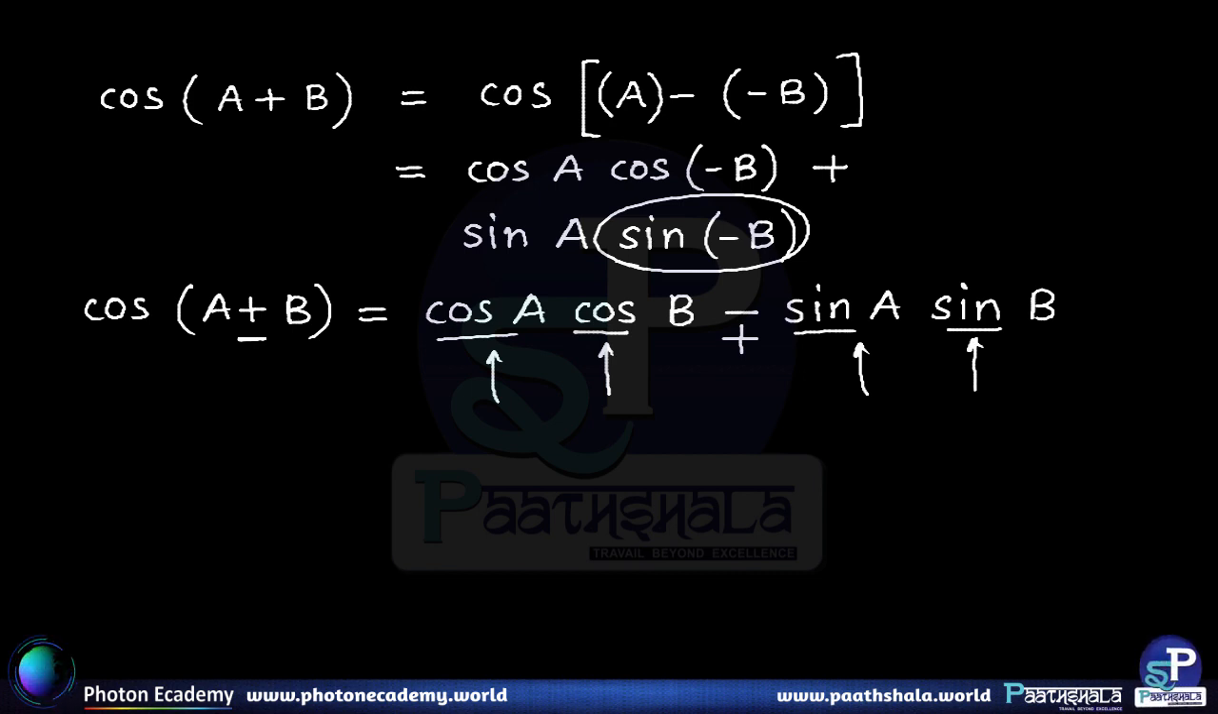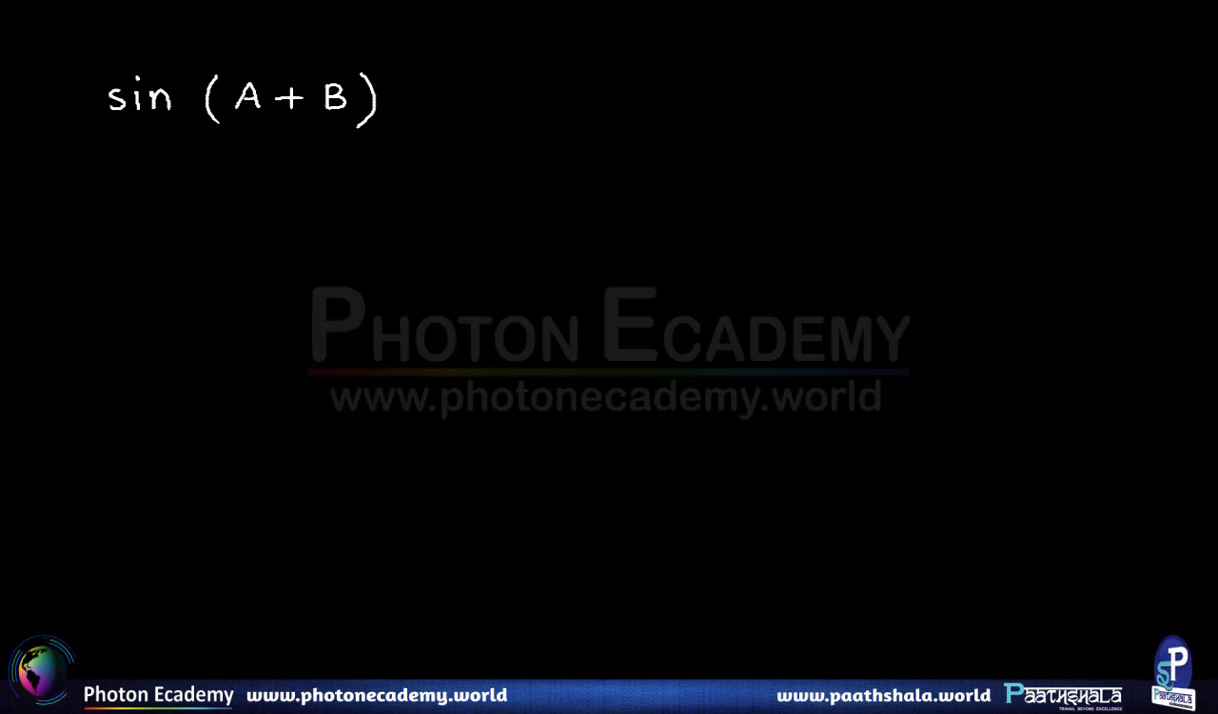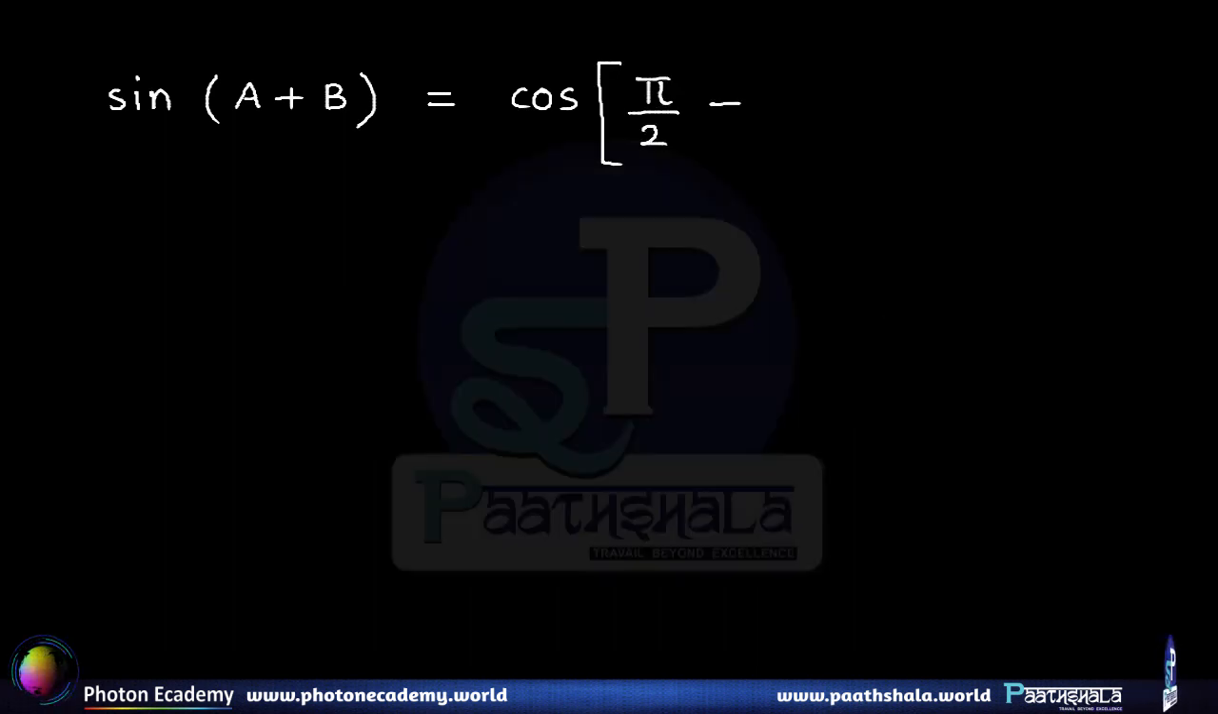Now let us see the similar results for sine also. Now here we once again use the fundamental identity that we are aware of, that is sine of any angle can be written as cos of pi by 2, that is 90 degrees, minus the given angle.